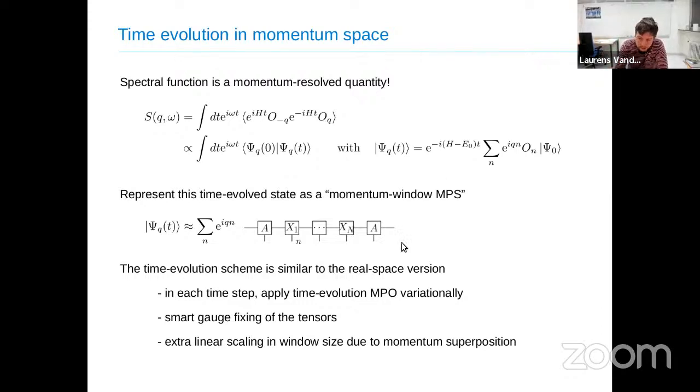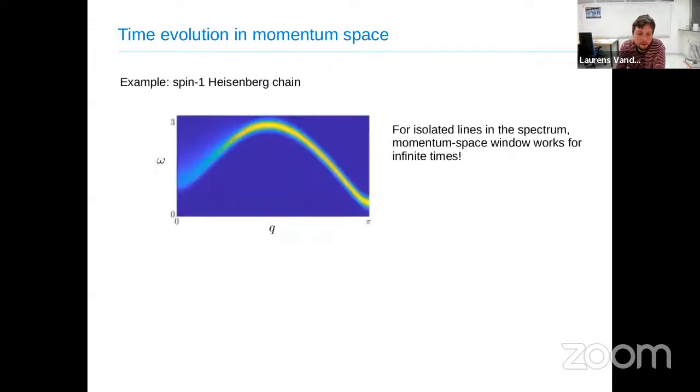The cost of working with this momentum superposition is just an extra linear scaling in the size of this window. So it's not too bad. You can even parallelize over this linear scaling. So if you have enough CPUs, you can basically do it at the same cost as the real space version.